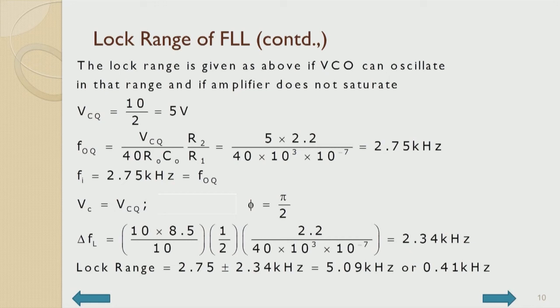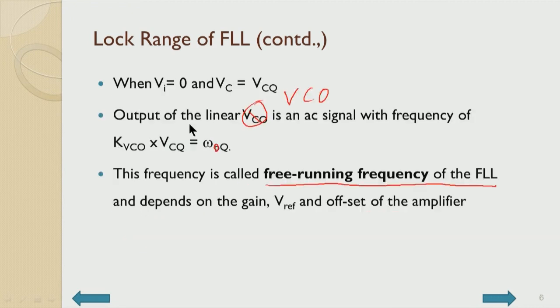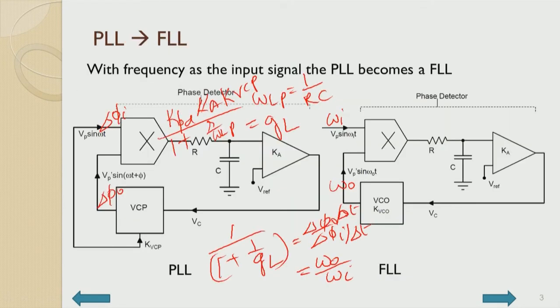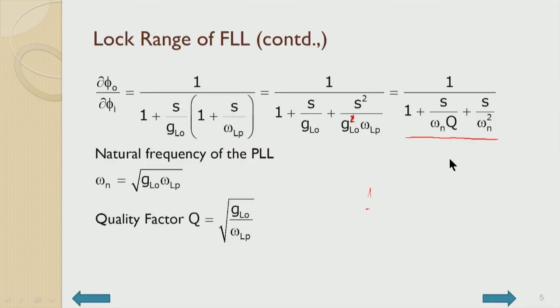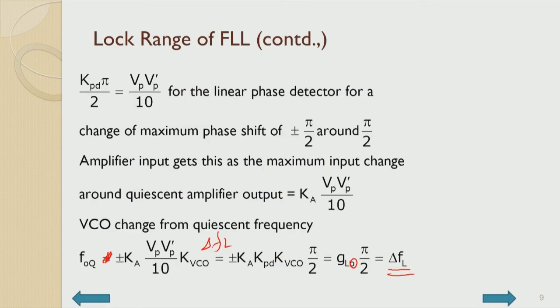So an example has been chosen here. The lock range is given above. If VCO can oscillate in that range, if the amplifier does not saturate, then that is the maximum lock range. So in our case, let us say we have chosen VCQ of 10 by 2, 5 volts, that is because in our arrangement we have made this amplifier removed, we are just having no amplifier put there. We can make the loop gain high by increasing the KVCO and KPD and controlling the VP dash.